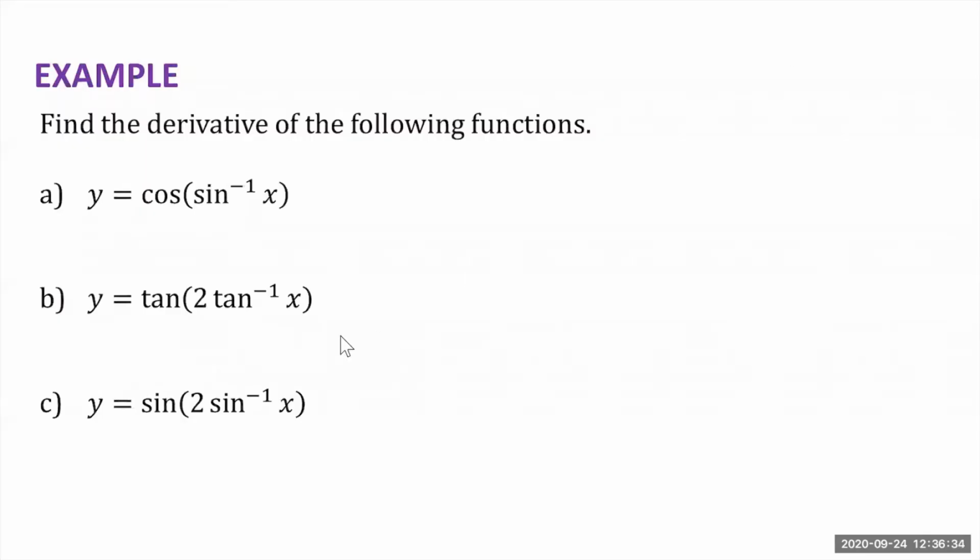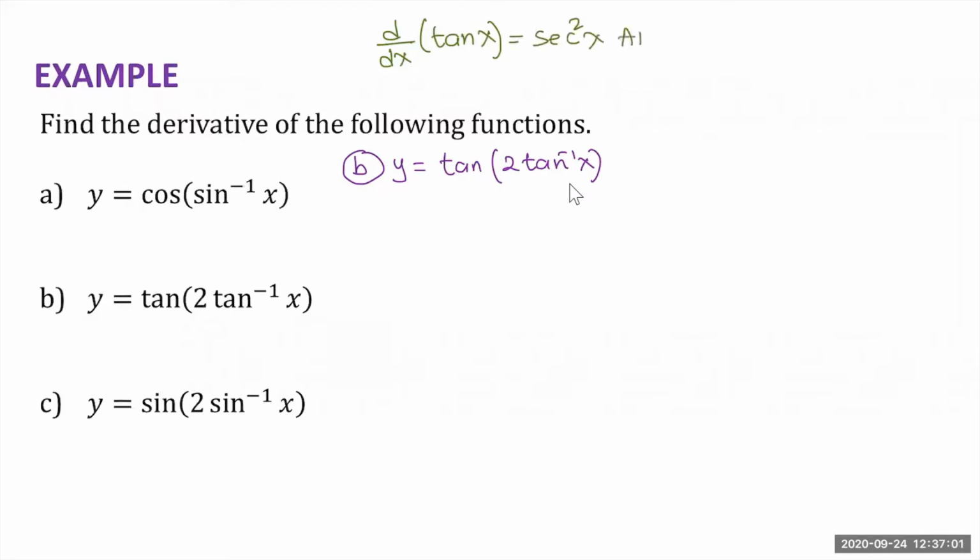Now let's work on part B. In part B, we have y equals tangent of 2 tangent inverse x. So when you look at it carefully, we are looking at the derivative of tangent and also tangent inverse. If you remember from last class, the derivative of tangent x is secant squared x, and the derivative with respect to x of tangent inverse x from today's class is 1 over 1 plus x squared. So we are going to use these two formulas in order to find the derivative of this function.